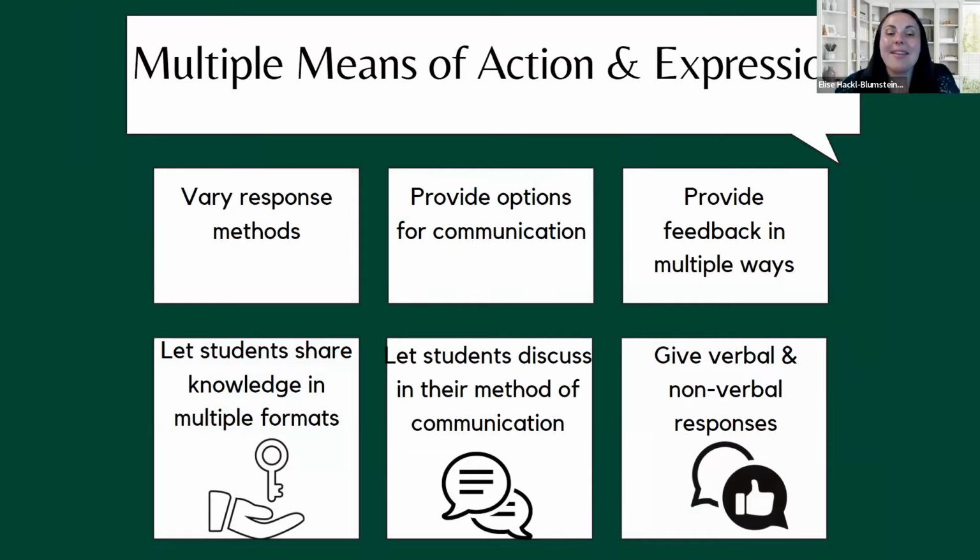Varying our response methods would be letting students share knowledge in multiple formats. If I'm asking a student a question, it might be that fist to five, where I say, if you're understanding what we're doing right now, give me a 5. If you're feeling unsure, give me a 3. If you have no idea what I'm doing, give me a 0. They're sharing their knowledge. I could have a little flip chart with a green side and a red side: yes, I understand, it's green; no, I do not, it's red. They can tell me. They can write it down. These are all accurate, valid ways to share knowledge.